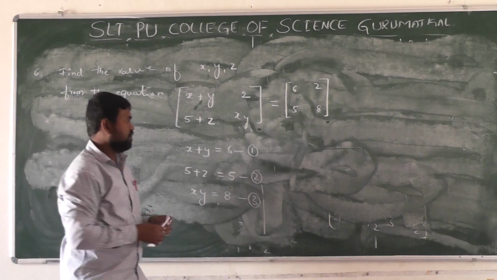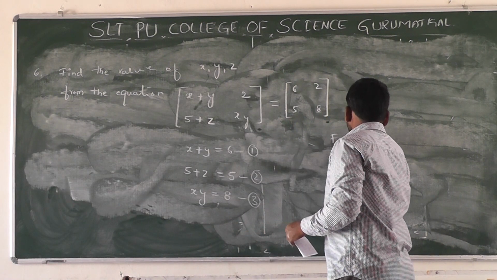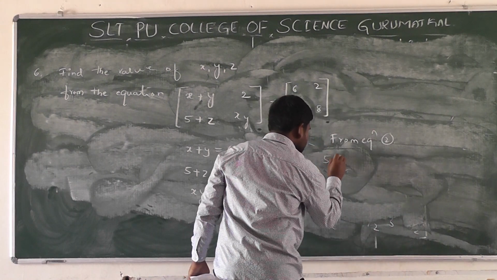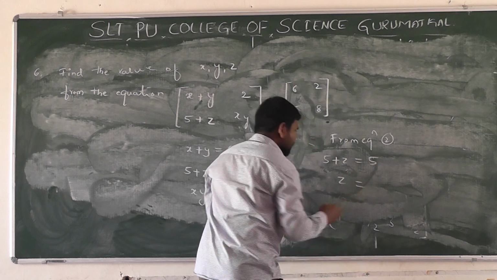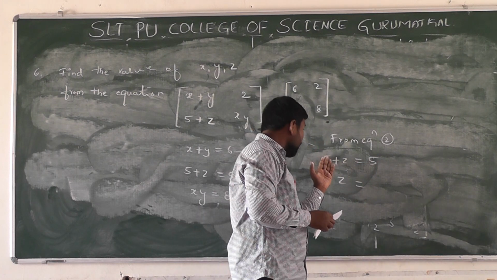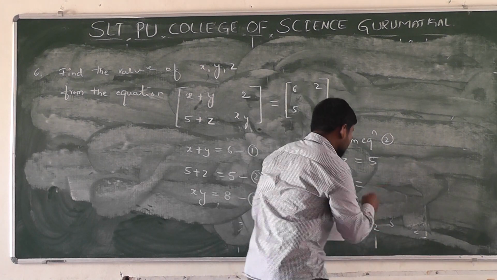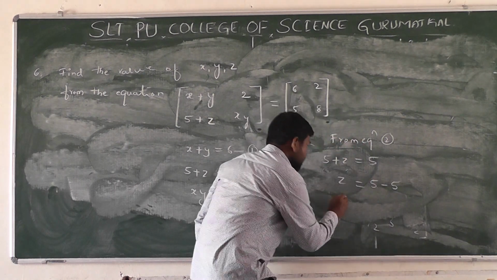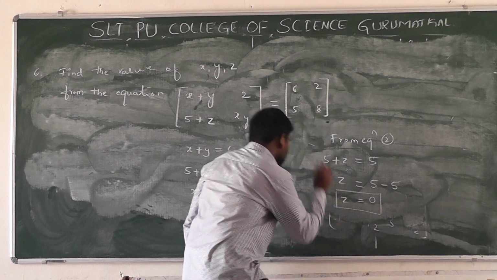What is z? From equation 2, 5 plus z is equal to 5. Then z is equal to, since the plus sign is there in between, we have to move 5 to the RHS side. Then what happens here? Minus 5 comes. Z is equal to 5 minus 5, how much here? 0. Then z is equal to 0.